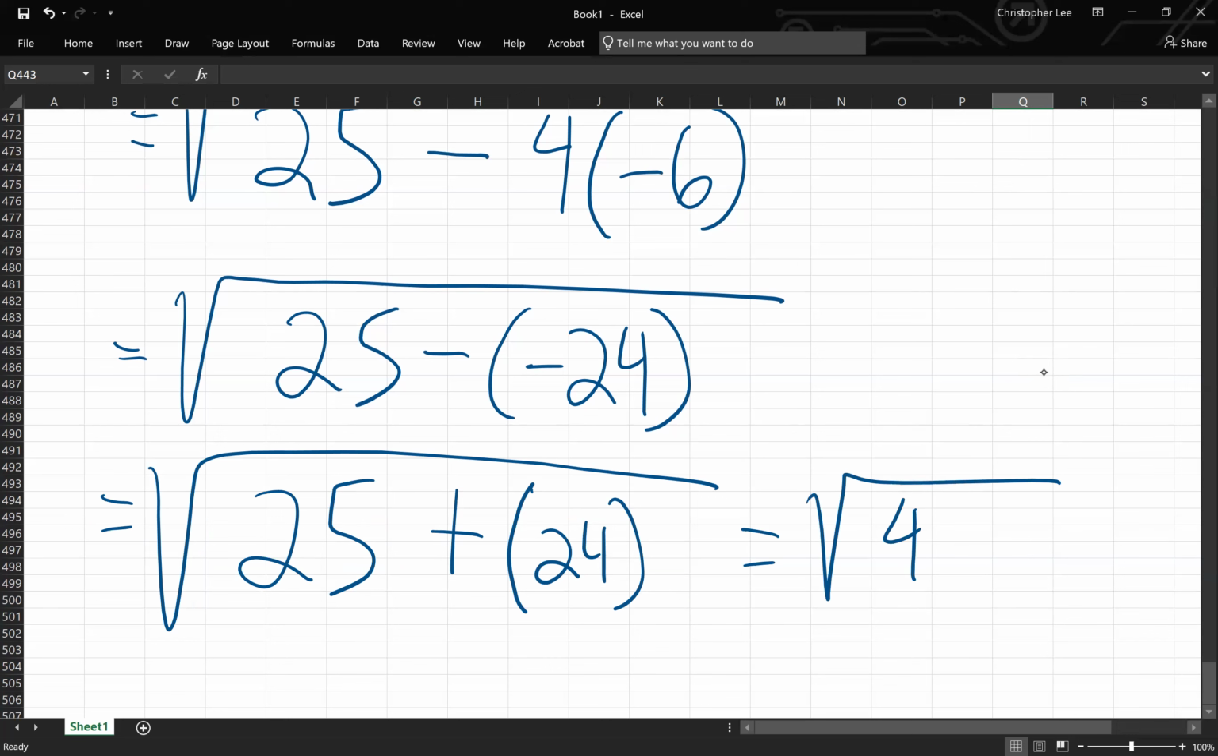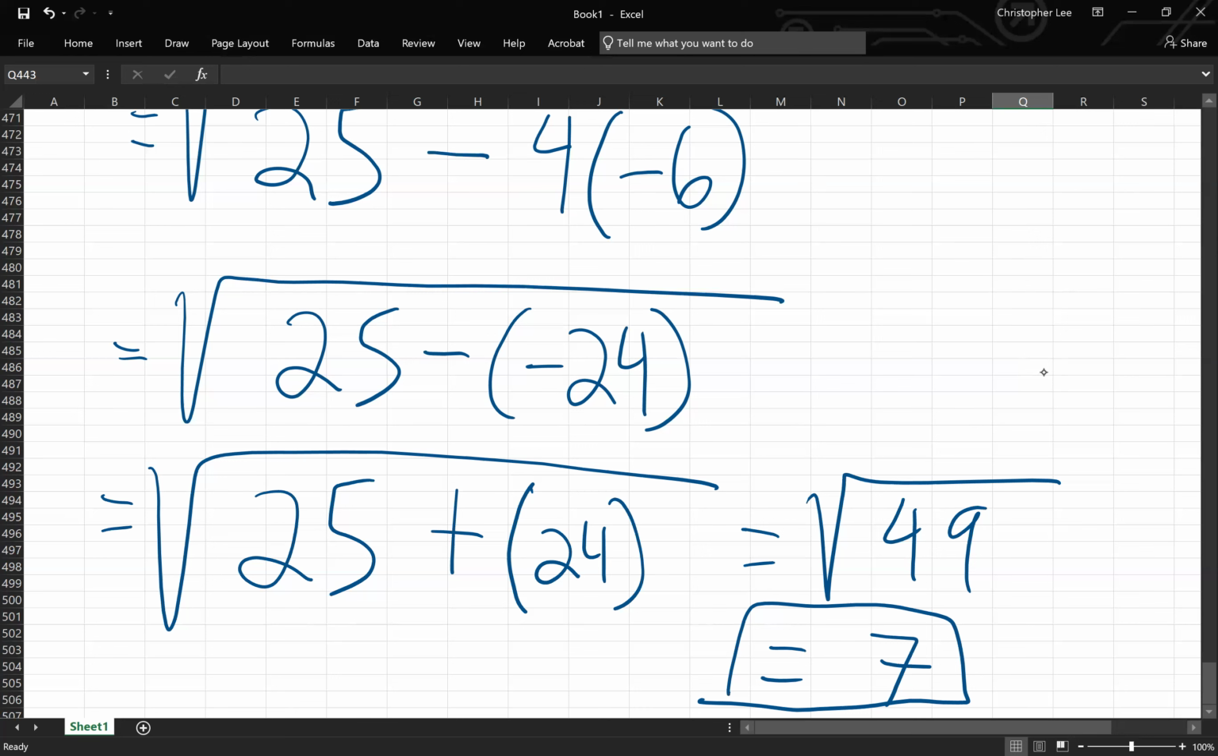So this is square root of 49. And what's the square root of 49? 7. All right, and that's it. Not bad, right? So that's all y'all homework. So y'all should be good now. Do y'all homework.